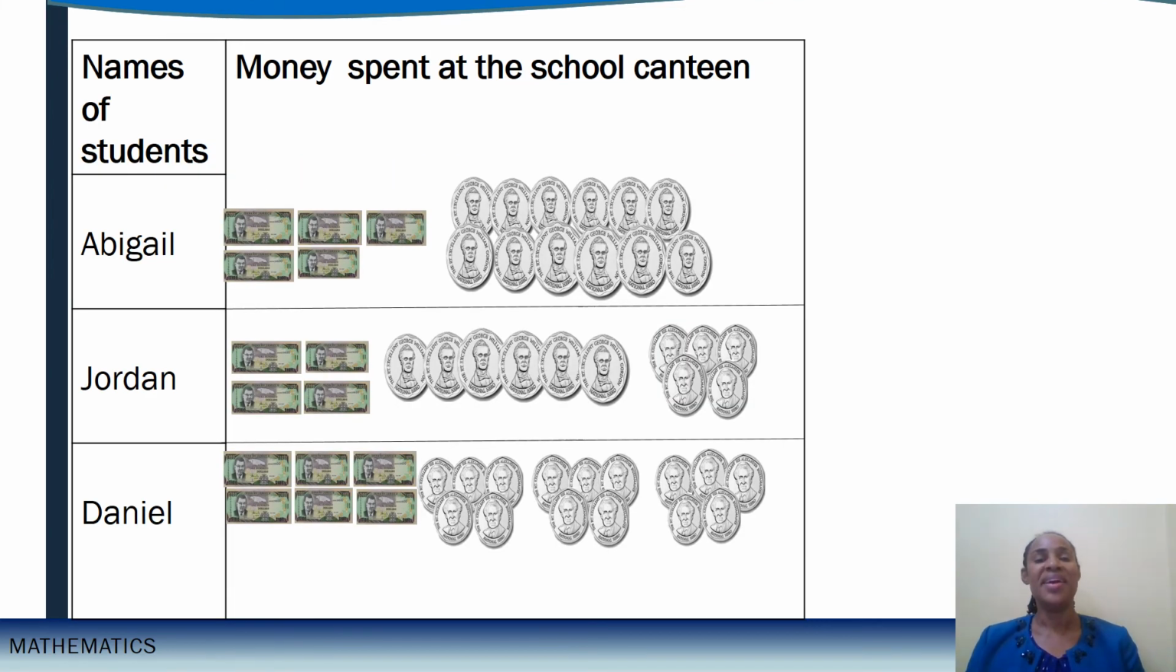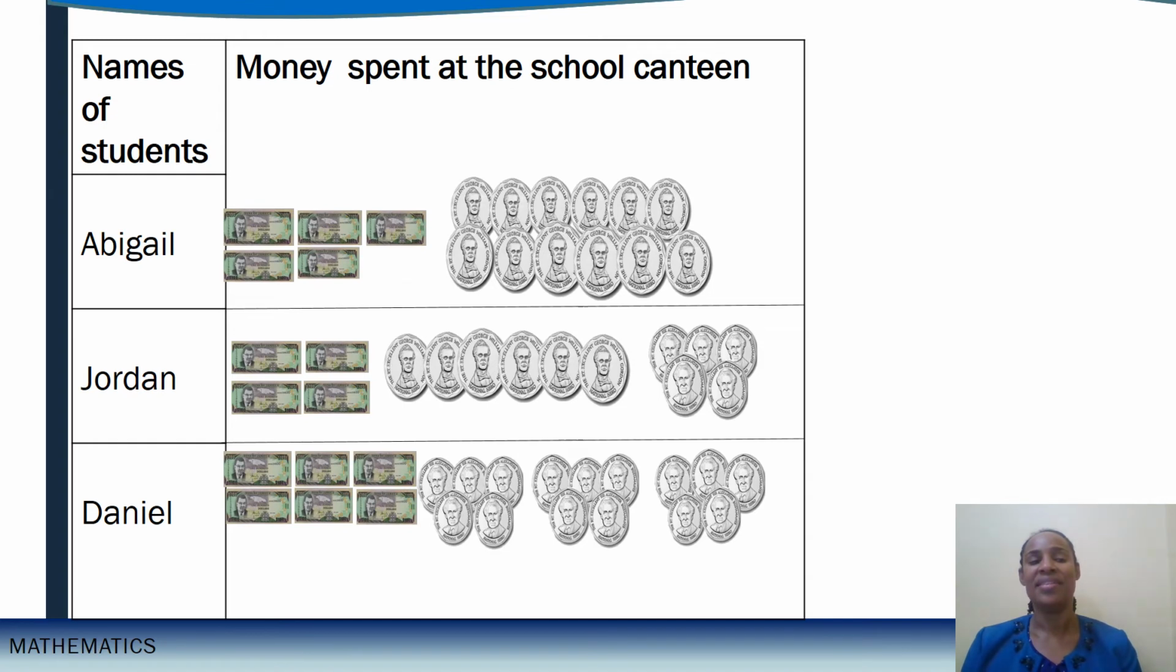Boys and girls, here is your final activity. This table shows the amount of money 3 students spent at a school's canteen. Can you look at the table and tell who spent the most money and who spent the least? How would you know, boys and girls? Great! If you said we would first have to check how much money each student spent, that is correct.